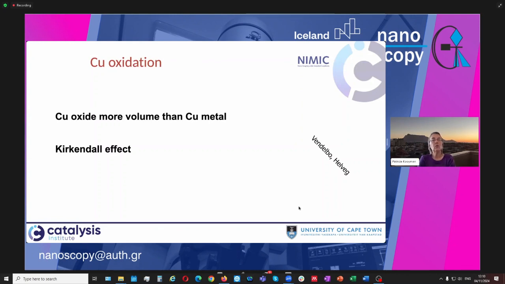It's well known that copper oxide has a larger volume than copper metal, which means that when you start oxidizing copper particles, it doesn't stay a nice small sphere. And Kirkendall already observed this effect, I think in the 1940s, where in the end you end up with hollow copper oxide spheres. That's why it's called the Kirkendall effect, because he was the first one to recognize it. And he already gave the theory, but it couldn't be proven until we could do these kinds of experiments.